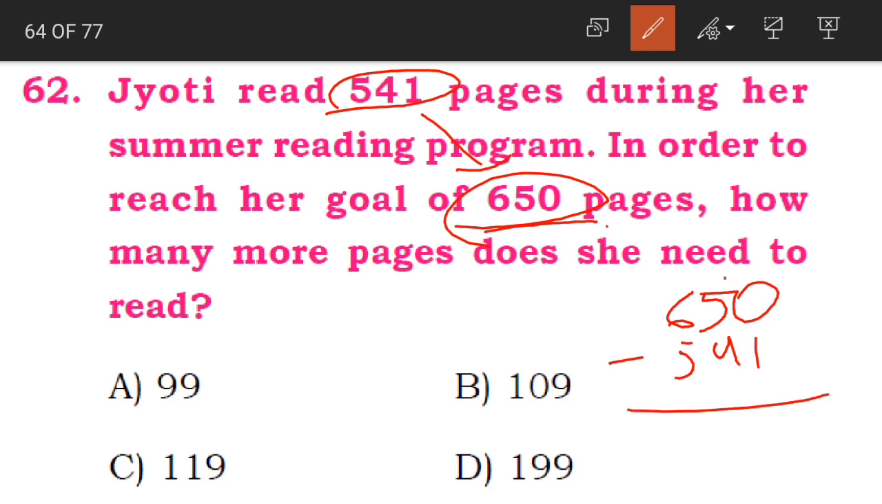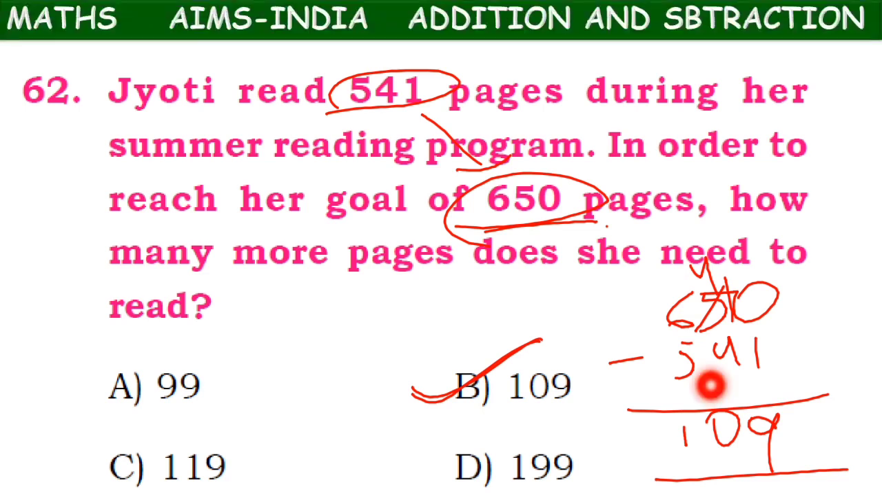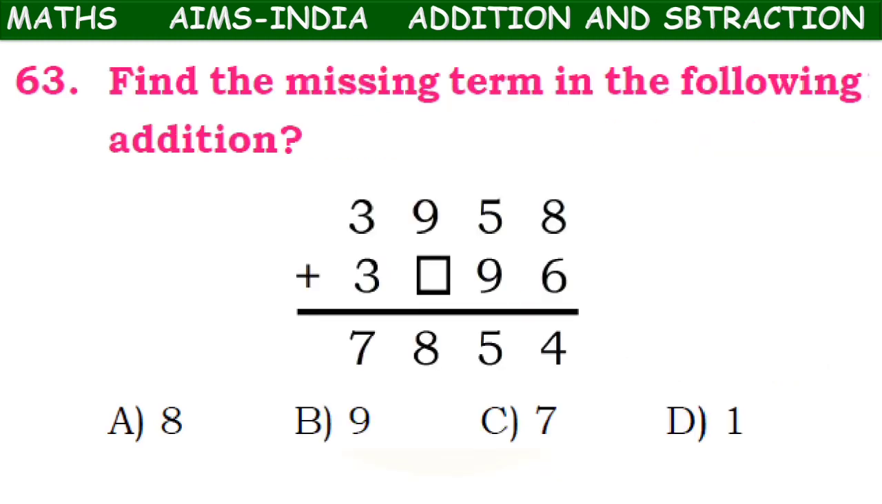Now 0 minus 1 is not possible, so we are borrowing. 10 minus 1 is 9. 4 minus 4 is 0. 6 minus 5 is 1. What is our answer? Option B, 109. Clear, children? So Jyoti needs to read 109 more pages in order to complete her goal of 650 pages.